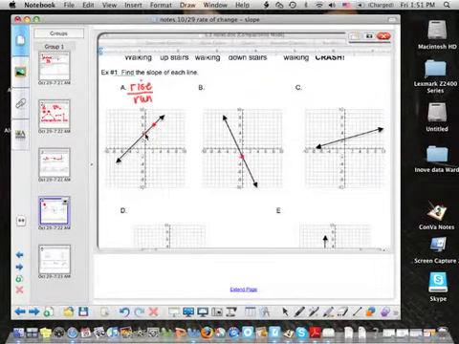If I start down here at the bottom dot, how many spaces up do I need to go to get even or level with the other dot in the problem? And that would be up 2. 1, 2 steps. So my rise is positive 2.